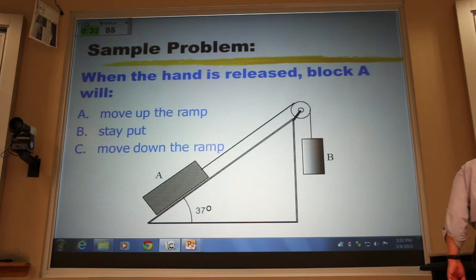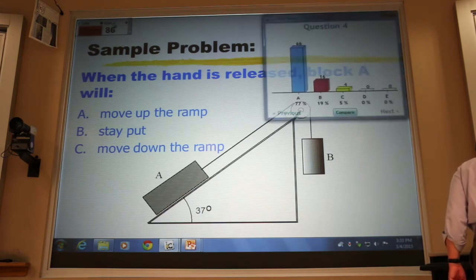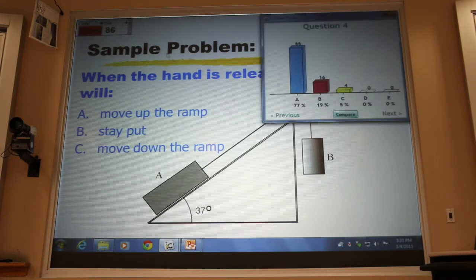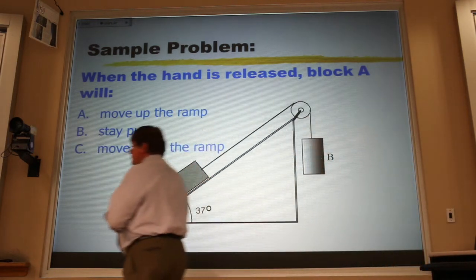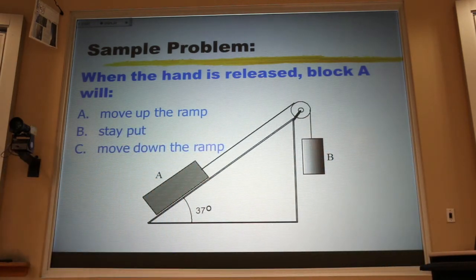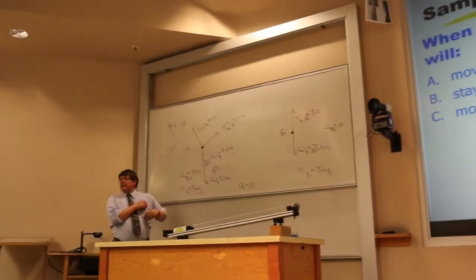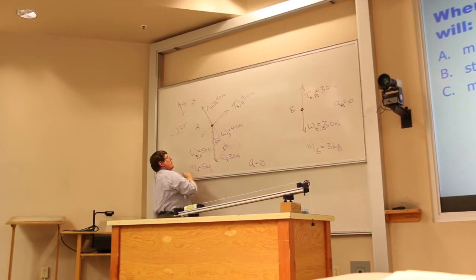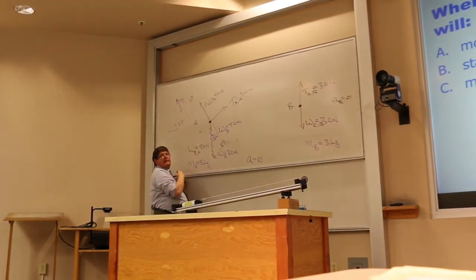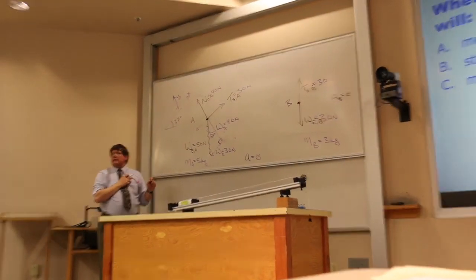Okay, last call. Okay, move up the ramp is what one? Well, the answer is B, it will stay put. This diagram is balanced. When the hand stops block A, it stops it by putting a retarding force here, force by the hand, to slow it down to a halt.